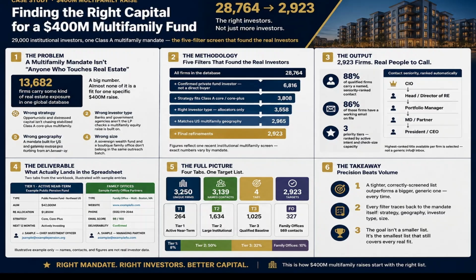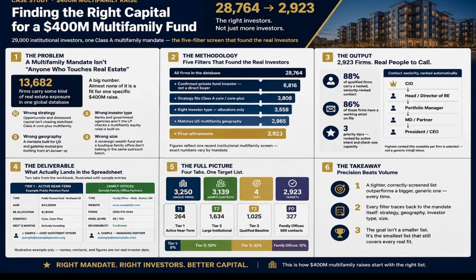Wrong geography, so we're stripping out anything that doesn't want to look at the US. We're not trying to be opportunistic. We're trying to be more laser focused in this particular case. And fourth, the wrong size. A sovereign wealth fund and a boutique family office don't belong in the same outreach batch.